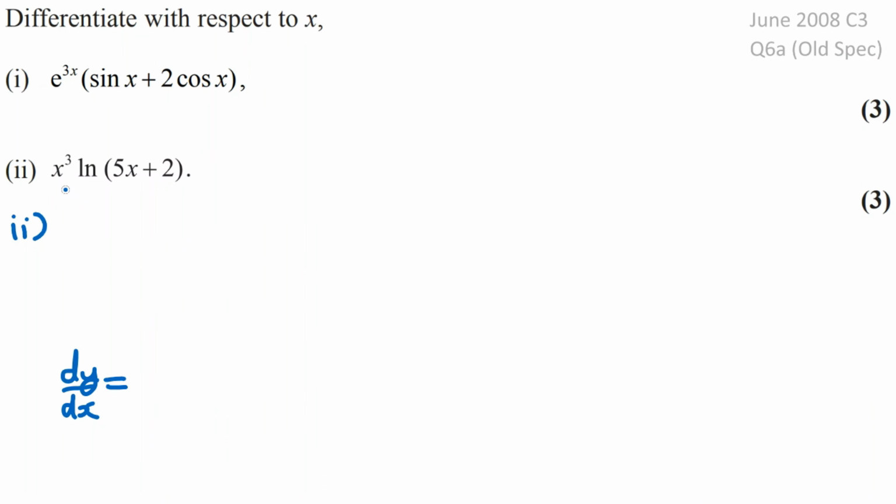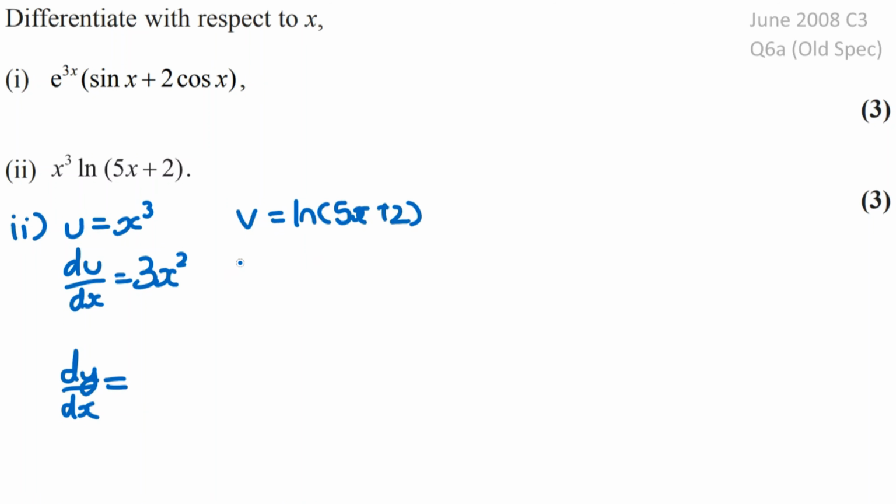And then for the second part, we have x to the power of 3 multiplied by the natural log of 5x plus 2. So we'll say that u is equal to x to the power of 3. So therefore du over dx is equal to 3x squared, and then we'll say that v is equal to the natural log of 5x plus 2. So dv over dx is equal to, so we need to use the chain rule with the inner function being the 5x plus 2 and the outer function being the natural log.